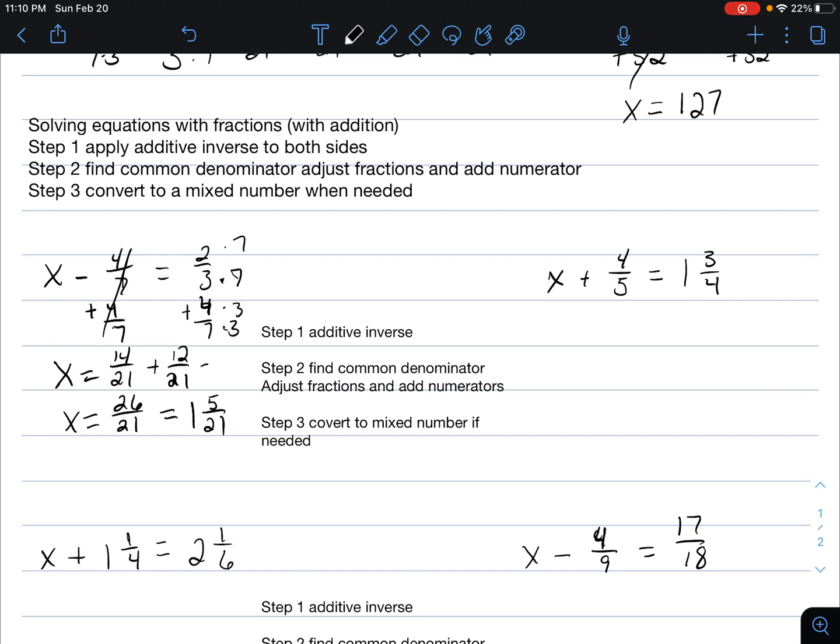Okay, same thing on this next one. So additive inverse is going to be minus 4/5. Okay, find common denominator, that's going to be 20. So we multiply this one by 5, this one by 4. Okay, and also we need to convert this mixed number to an improper fraction. So we've got x equals, this becomes 15/20. That's 1 and 15/20. So 20 times 1 is 20 plus 15 is 35. So this becomes 35/20.